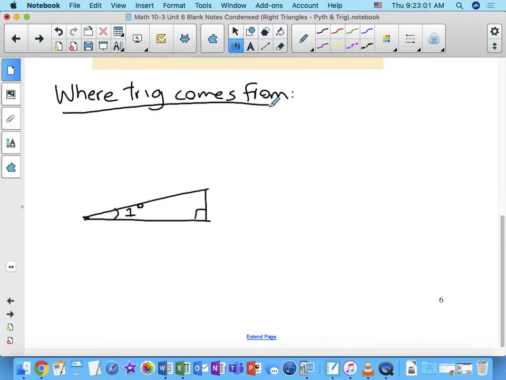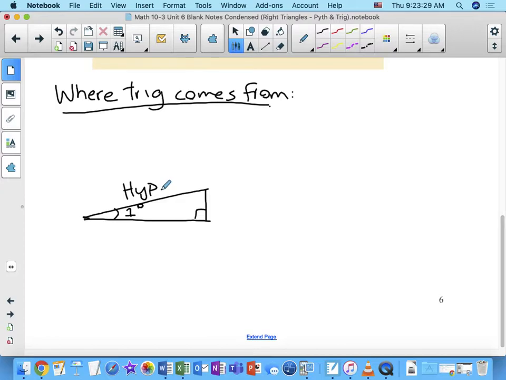Okay? And what we can do is we can label the sides of this triangle relative to this angle at the bottom. And here's the way that we talk about them. Firstly, the hypotenuse is the hypotenuse. So in this case, the hypotenuse is this side length right over here, right? It's the one that's across from the right angle. So this is the hypotenuse.